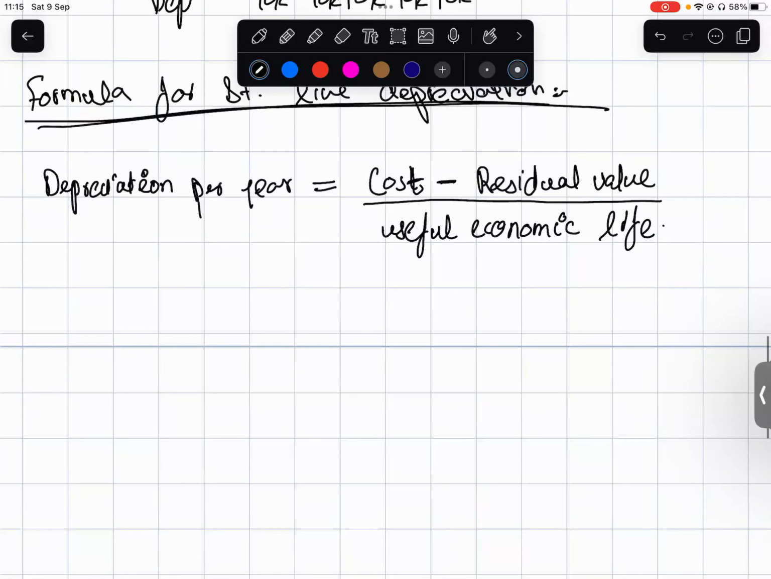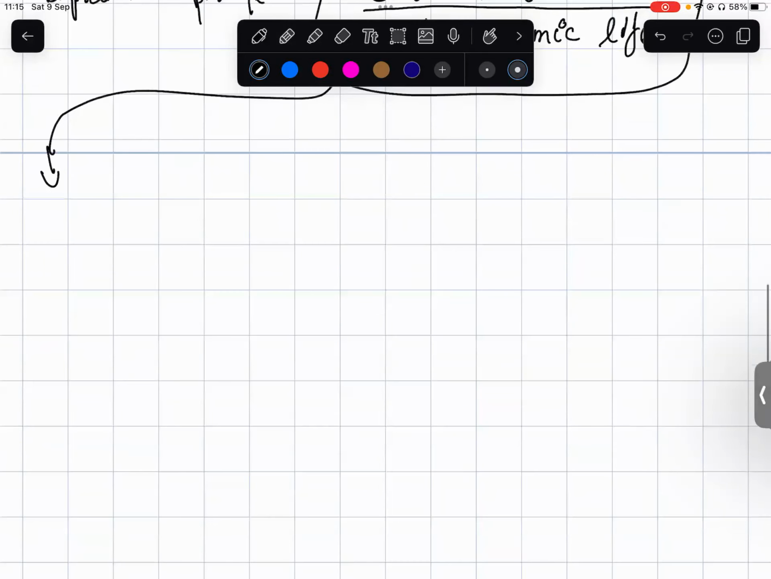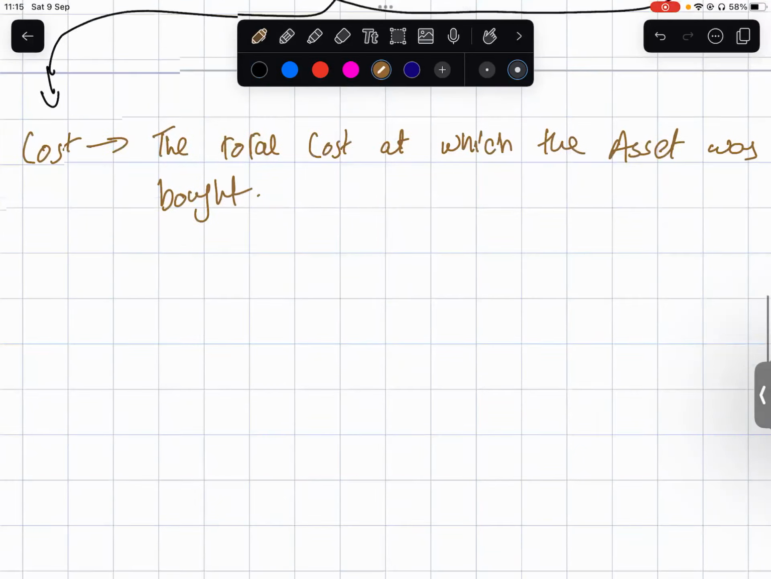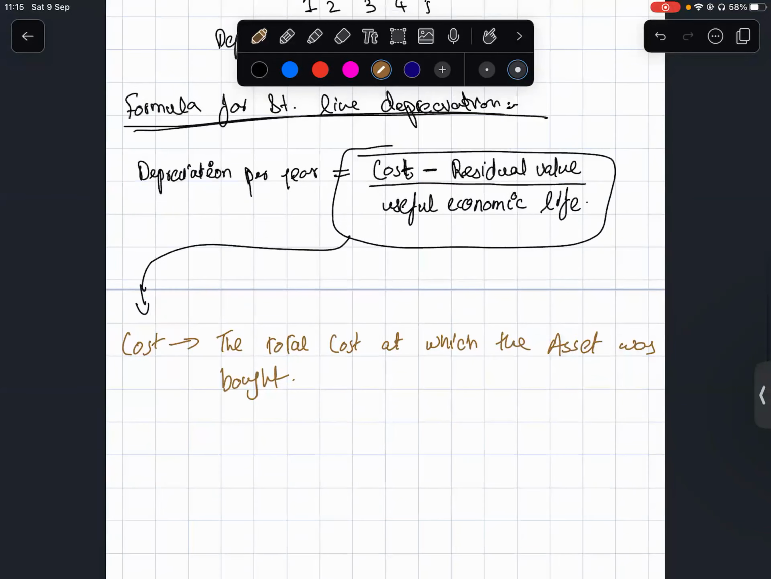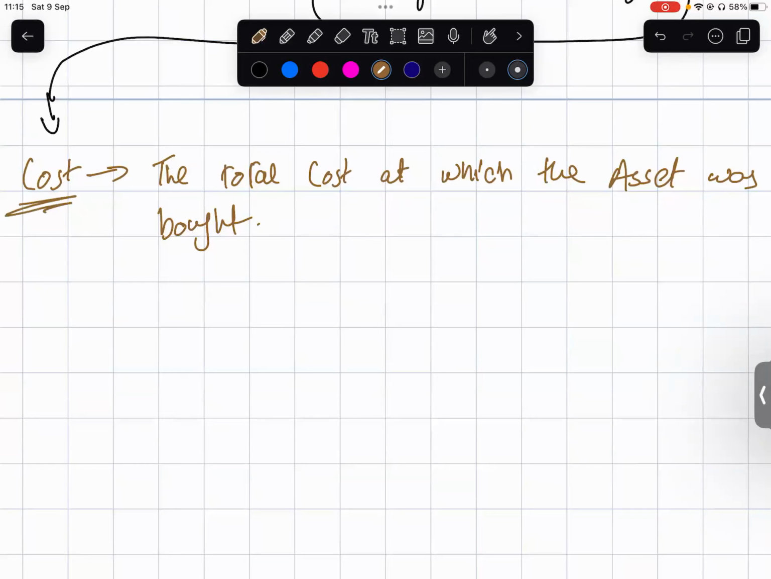Now let's talk about each of these things: cost, residual value, and useful economic life. So cost is the total cost at which the asset was bought. Are you with me so far? Yes, sir. Yeah. So cost is basically just the total cost for which you bought the asset, whenever you bought the asset.